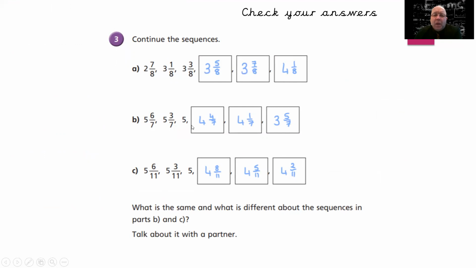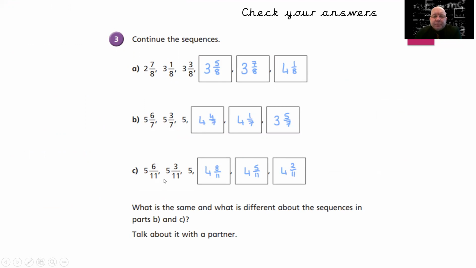1 eighth. B, this time we're going down by 3 sevenths. So we're subtracting 3 sevenths each time. So 5 and 6 sevenths, 5 and 3 sevenths, 5, which I'll say instead of saying 5 and 0 or no sevenths, we just say 5. And then 4 and 4 sevenths, 4 and 1 seventh, 3 and 5 sevenths.